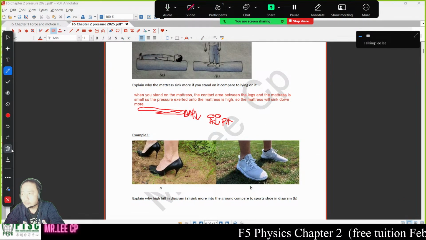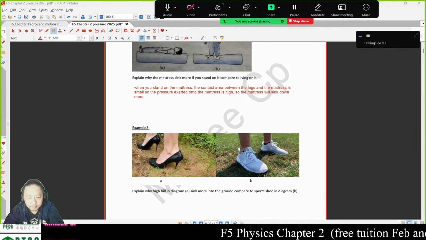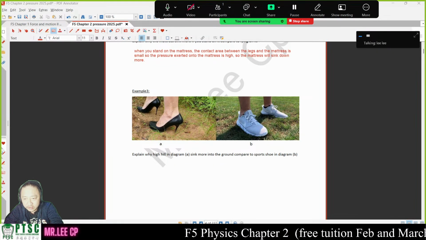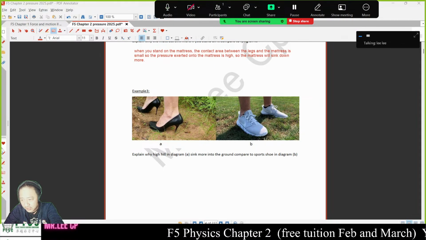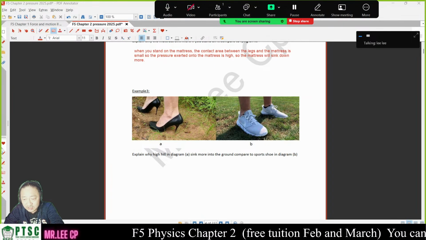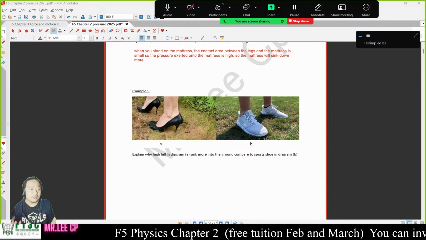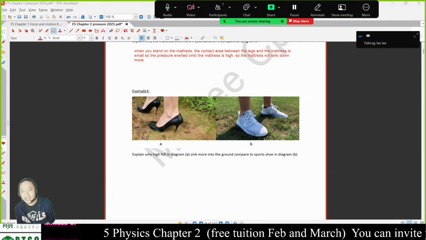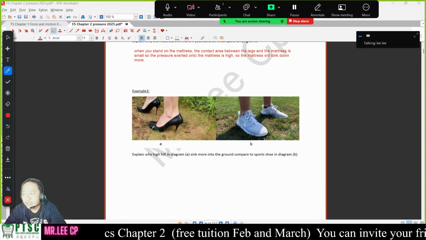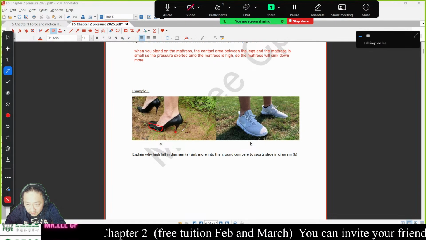Okay, I hope you can understand. So we try to see one more example. Explain the high heel. You are wearing the high heel here, and then you are wearing the sport shoe here. So the high heel, you sink down. During sport day, if you are wearing the high heel and you want to run, you cannot, you will sink down. So why? You see the area of contact here, so little.